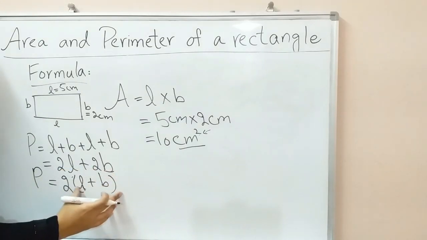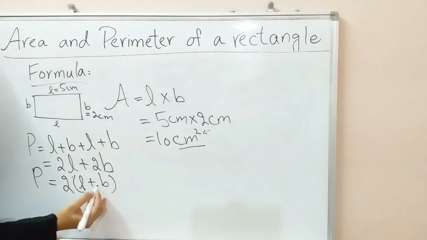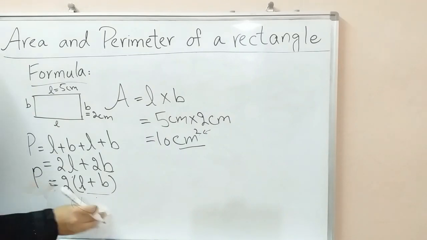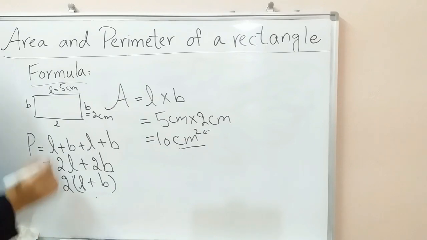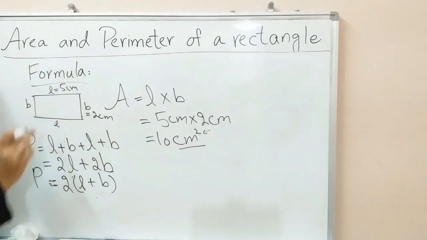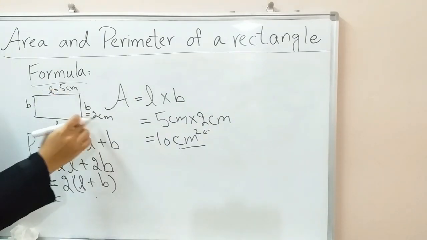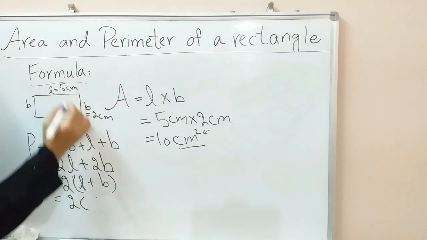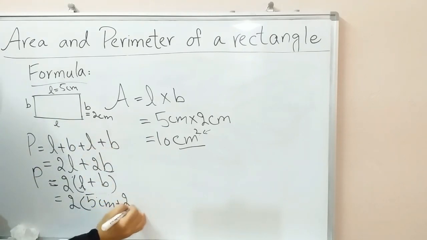These brackets show that you have to add length and breadth first, and whatever the sum is, you have to multiply this sum by 2, and this will be your perimeter. Okay, so let me show you this by an example. By the same example, if I have to find the perimeter of this rectangle by this formula, what will I do? I will just put these numerical values in this formula. 2 as it is, in the bracket you will write 5 centimeters plus 2 centimeters.